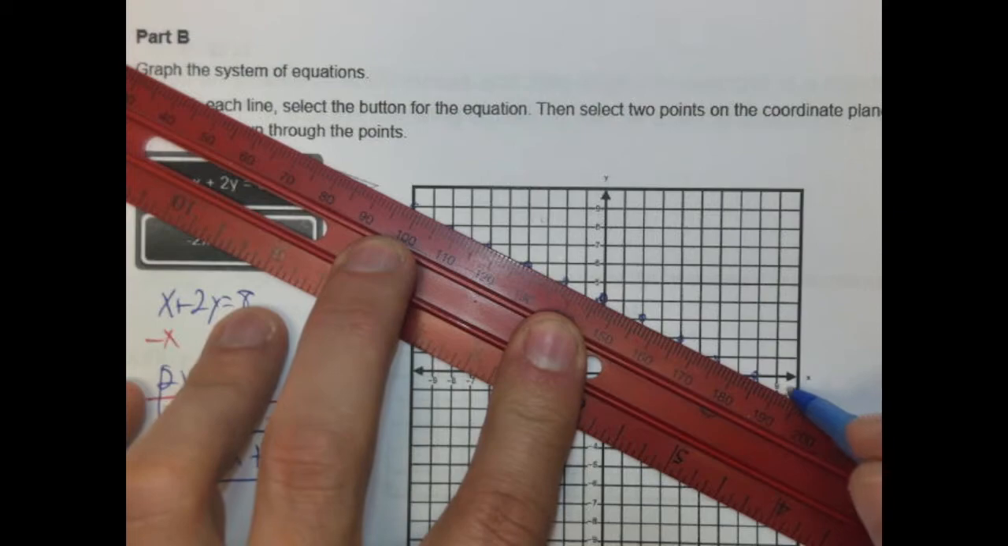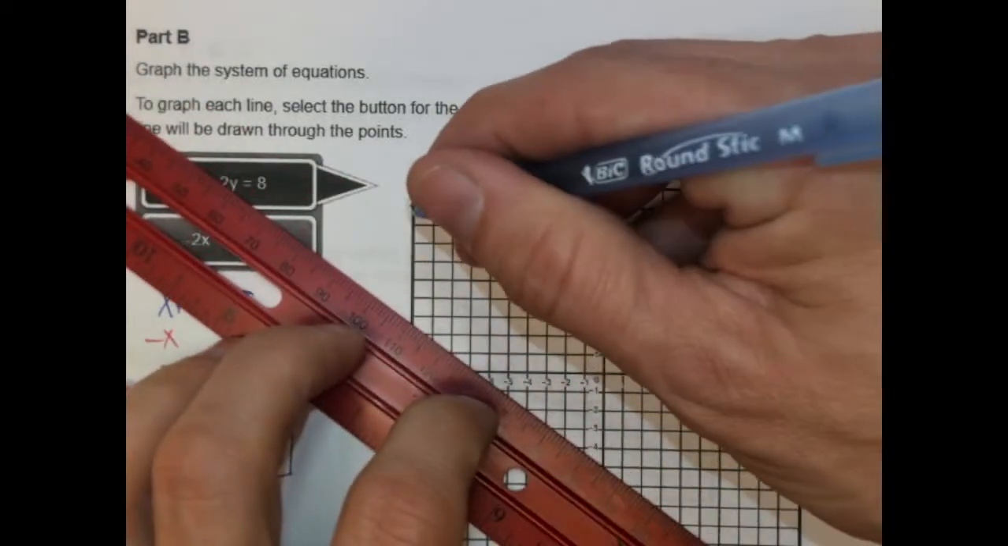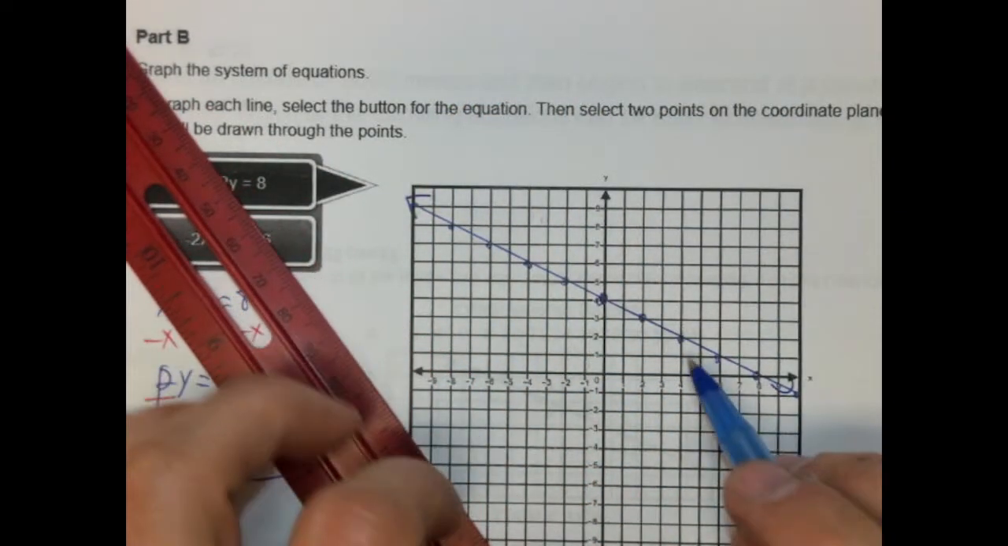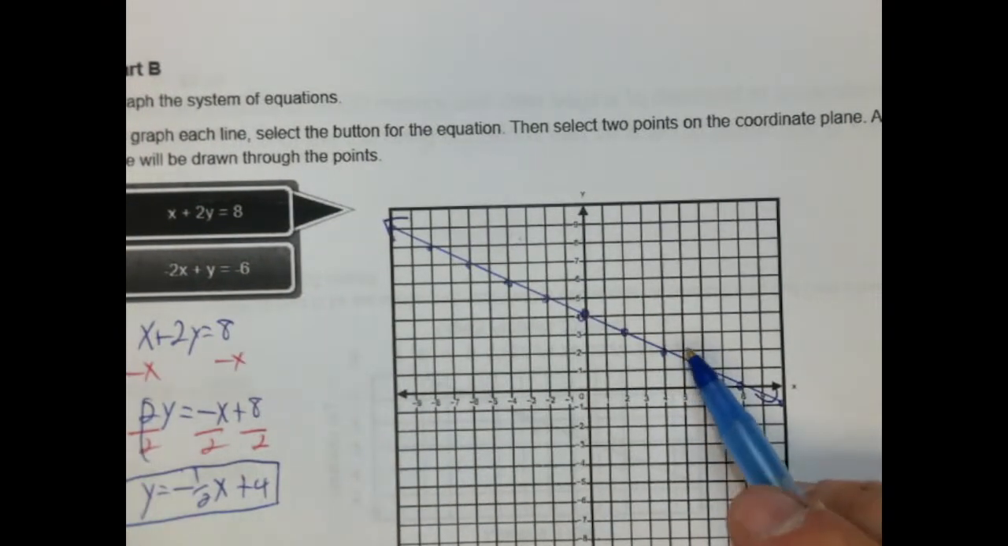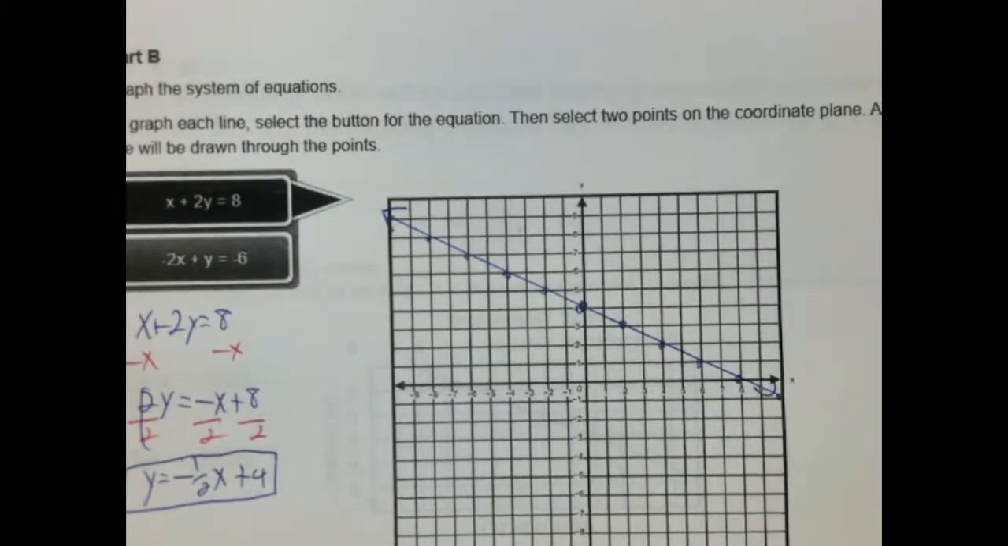So here we go. Our solution was 4, 2. So this should be where they intersect, because that's 4, 2. The next line we graph should cross here. Let's find out what happens.